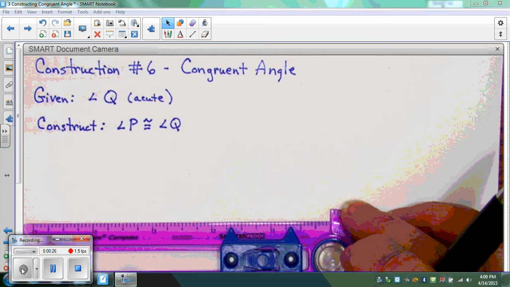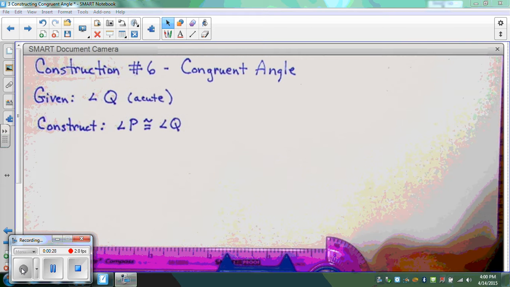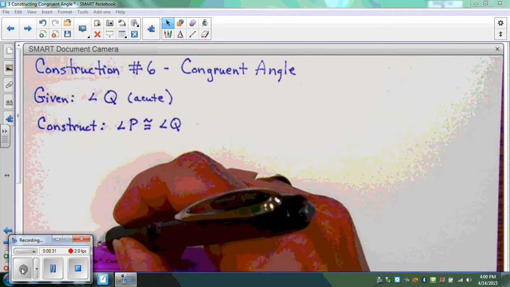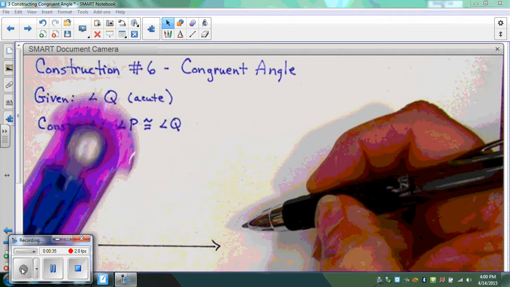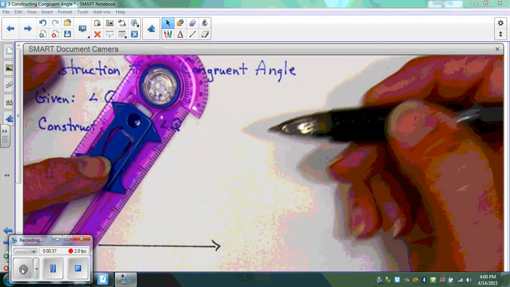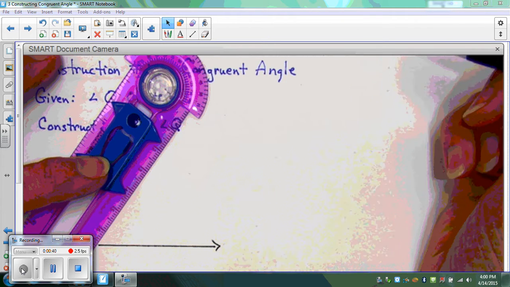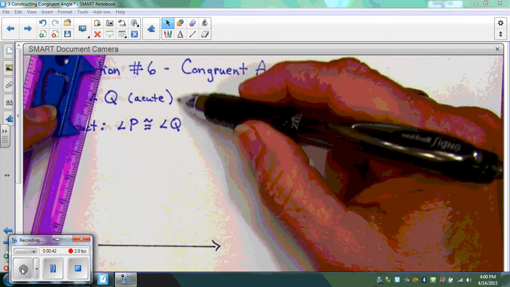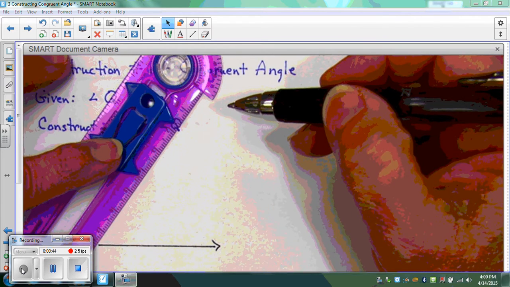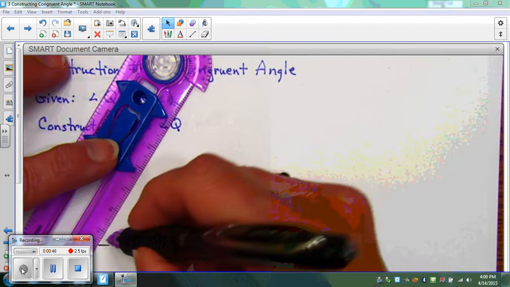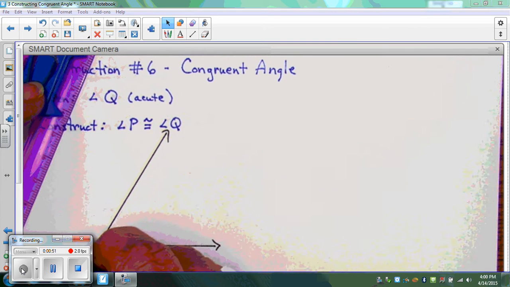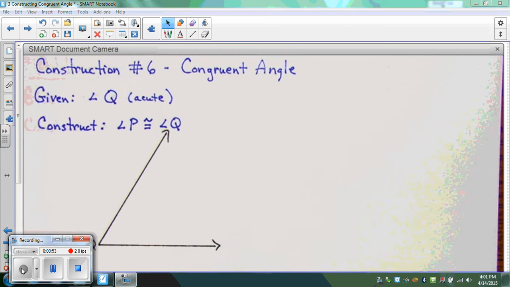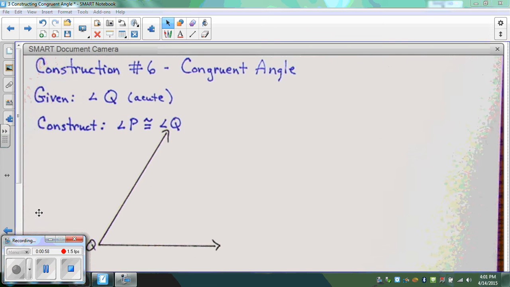So let's all together draw an angle Q. And these sides of this angle need to be longer than your favorite arc distance. This one we want to be acute. So let's go about right there. That's good. Okay, and this is angle Q. So everybody please, on your paper, put in an angle Q.